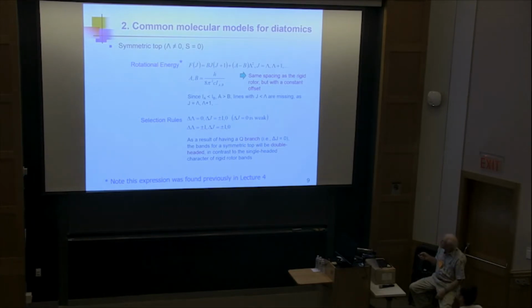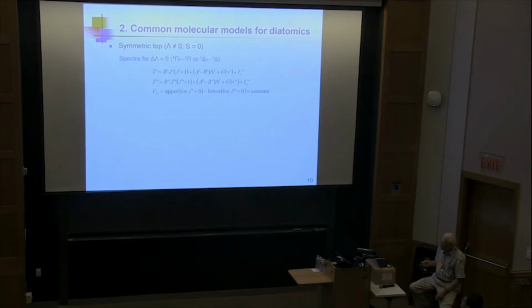Okay, so I didn't say that right. Delta lambda of 0 has these delta J rules. Delta lambda can be plus or minus 1, in which case I get some new rules that turn out to be the same, except in this case, delta J of 0 is really weak. So because of this, we now have a Q branch. And the difference between the rigid rotor and the symmetric top is that now there's kind of like two band heads. So it looks a little more complicated. But it's actually very similar to what we've done before.